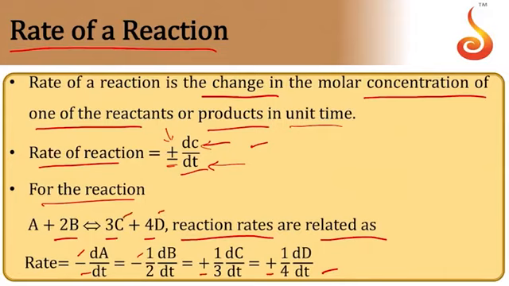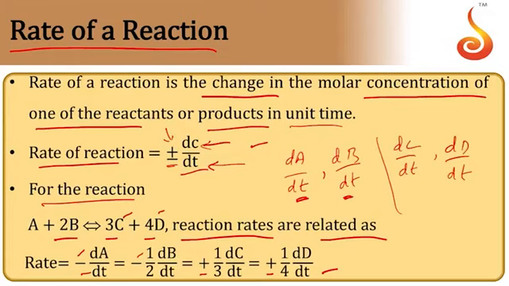If you take only dA by dt and dB by dt, these two terms are called rate of disappearance of A and rate of disappearance of B. Similarly, dC by dt and dD by dt are called rate of appearance of C and rate of appearance of D. Without dividing by the respective coefficients, you get rate of appearance or rate of disappearance. If you divide by the coefficients, you get the rate of reaction. This is regarding the meaning of the rate of reaction.